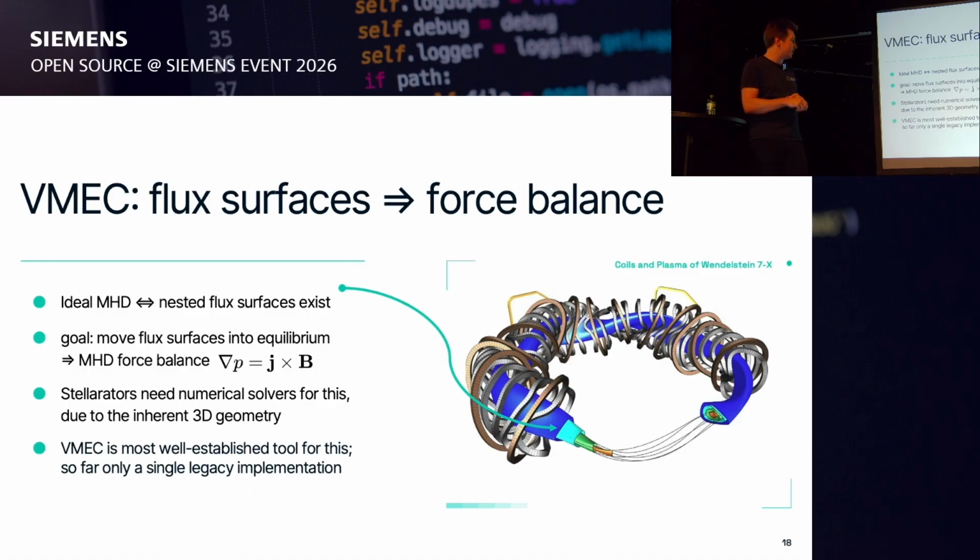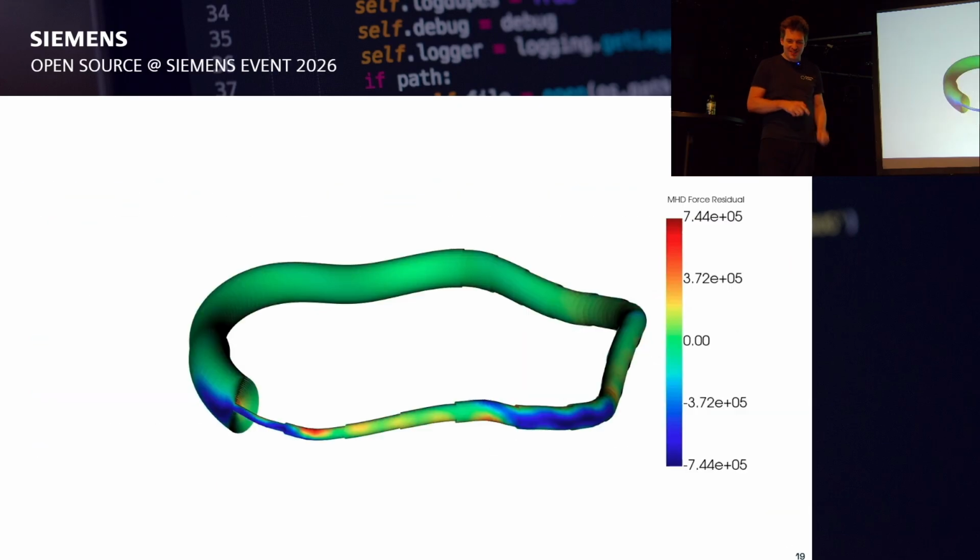It's just important to know that this is such a complicated geometry that you cannot simply solve this analytically. So you really need numerical tools to do this. And VMEC is the most well-established tool for this, also because since it was written in 1983 until I rewrote it in 2019, 2020, it was the single tool and the single implementation in Fortran, which was the world reference for stellarator research. So something needed to change.